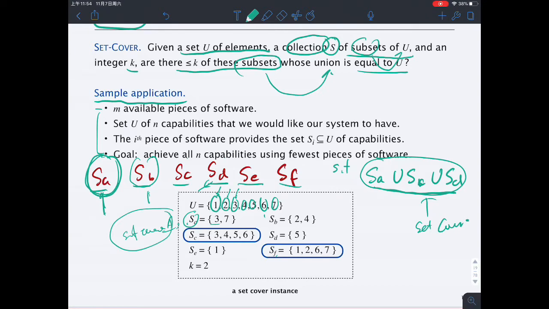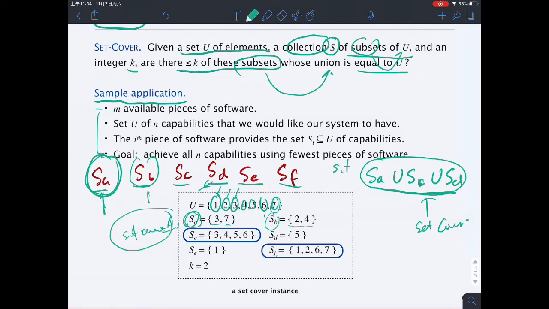Software A is able to provide two different types of services, right? The service type 3 and service type 7. So maybe it provides a service of allowing you to do programming and also allowing you to play some simple games. So this is software A. And similarly, there are other software.